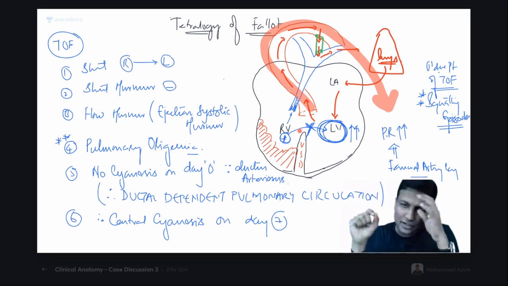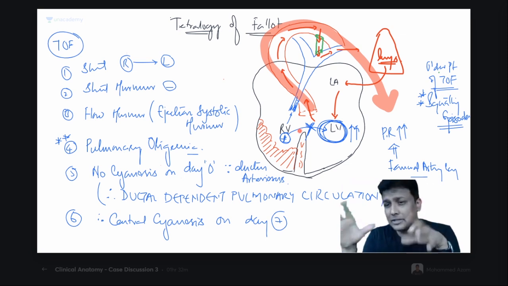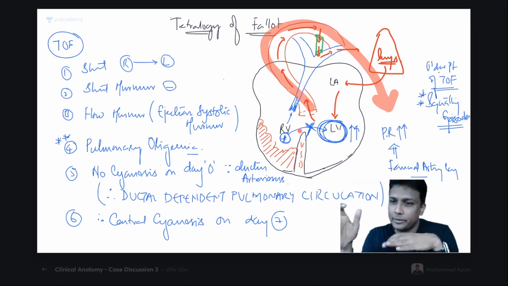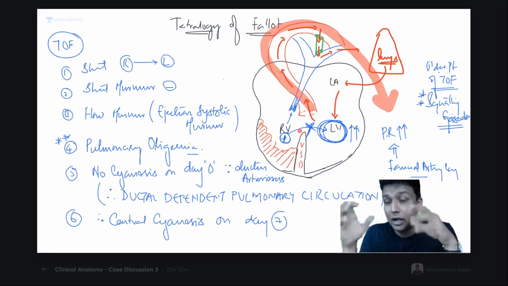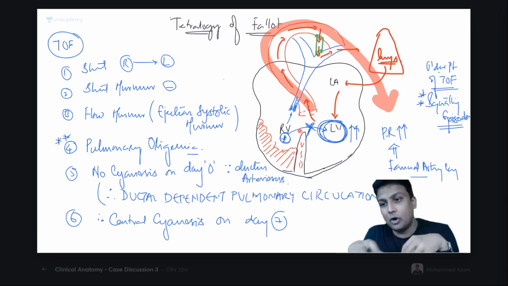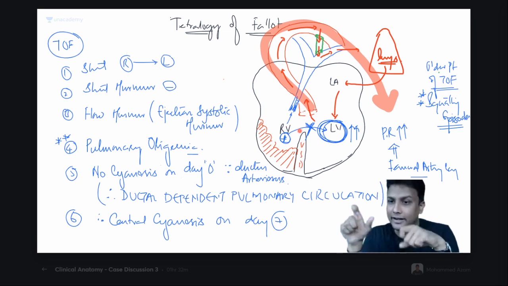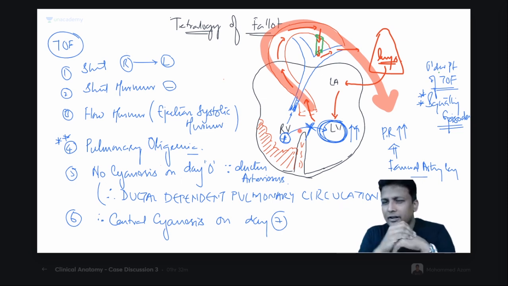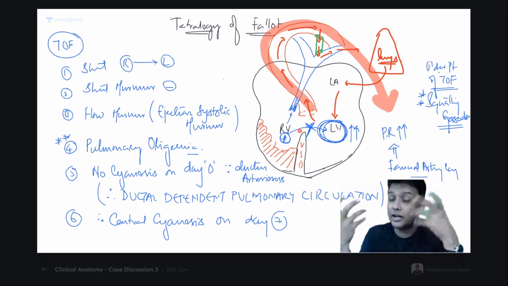And a TET spell is actually a slightly different condition that happens in newborn babies. I'm not talking about the newborn, I'm talking about the older patient. They themselves will be doing the squatting. Older patients of tetralogy of Fallot will themselves do the squatting. But in babies who are just born, whenever you find a TET spell, what happens? The cyanosis will occur, it is a hypercyanotic condition.